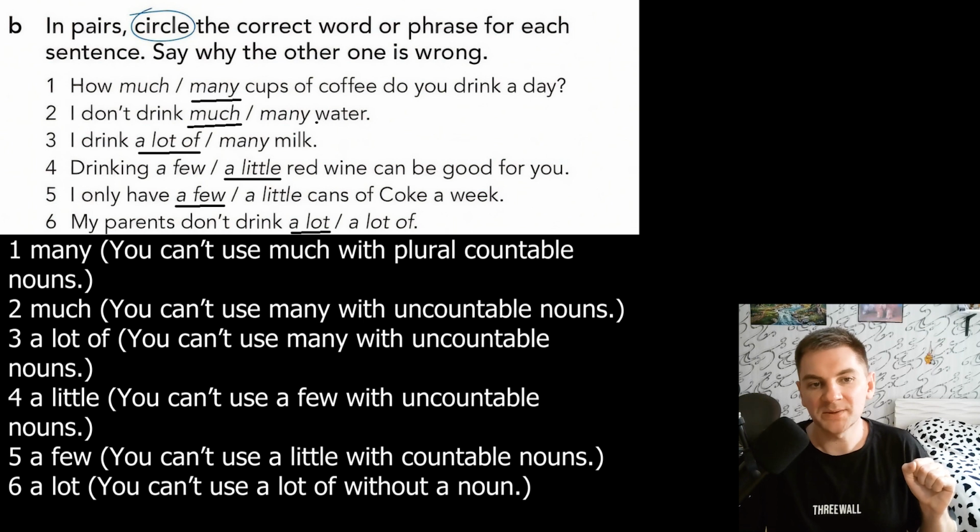Number 6. My parents don't drink a lot. Here it's the correct option. Look, with verbs, we use just a lot. Drink a lot, run a lot, sleep a lot, and so on. That is why here we need to choose just a lot, not a lot of.